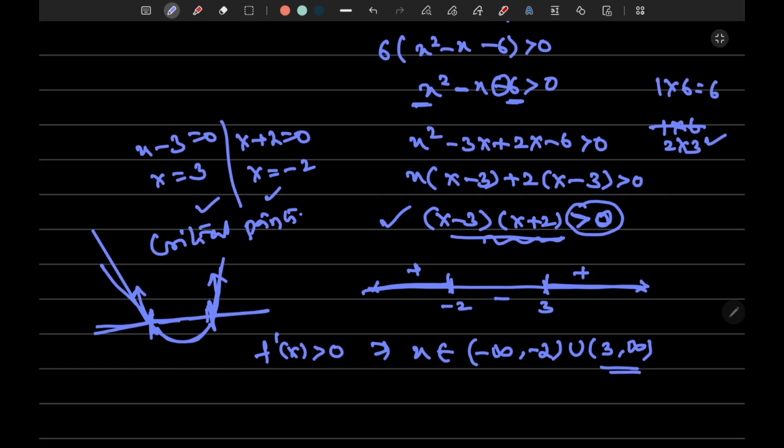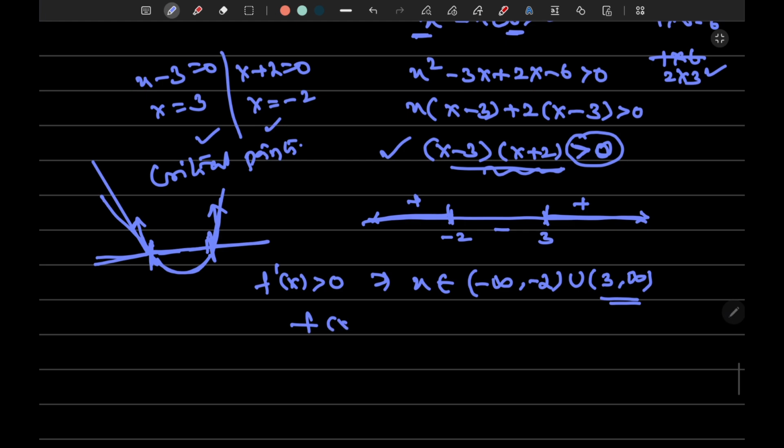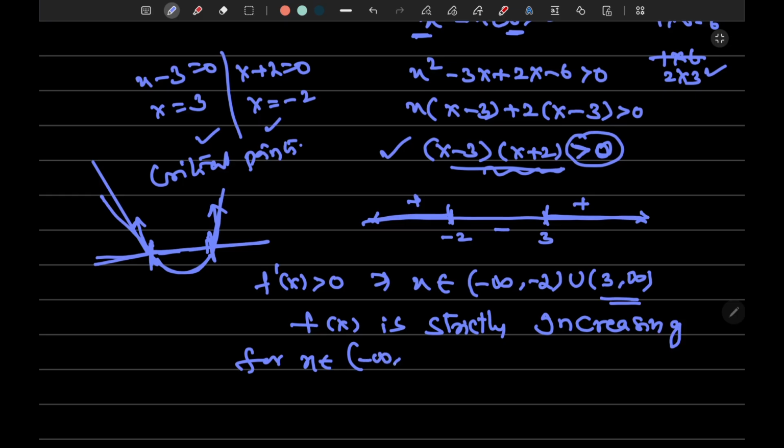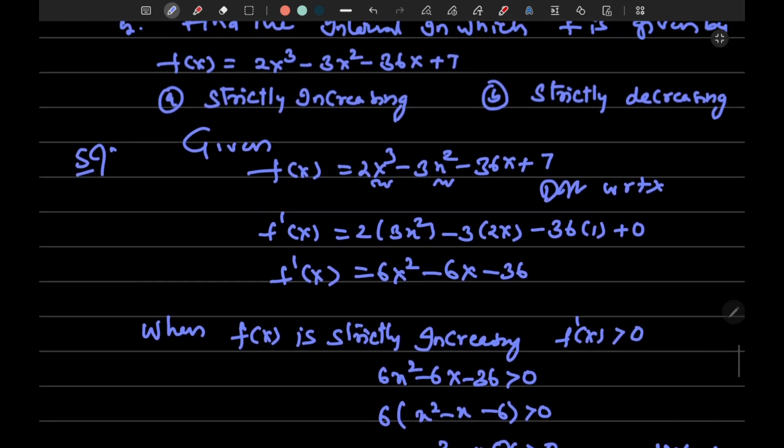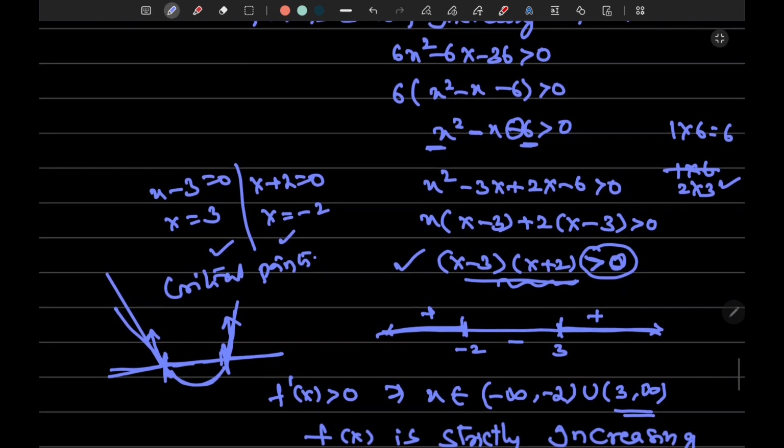So here f dash of x is greater than 0, which means f of x is strictly increasing. f of x is strictly increasing for x belongs to minus infinity to minus 2, union 3 to infinity. They are asking the second question, where it is strictly decreasing. Okay, the first question is over. Second question, where it is strictly decreasing.